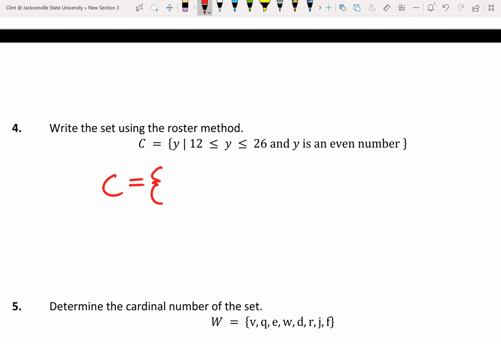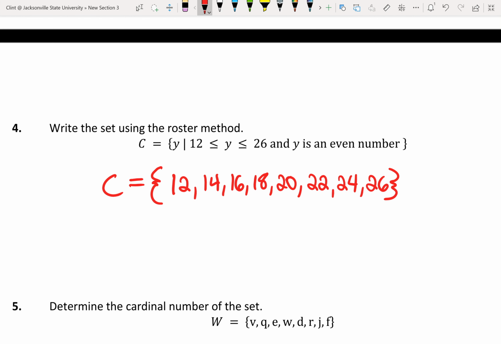And we want the y's such that y is between 12 and 26. And y is an even number. And it says or equal to on our inequality. So we're going to start with 12 because it's even. And then work our way up to 26. So the next even is 14, and 16, 18, 20, 22, 24, and the last one is 26, and then close our curly bracket there. Okay, so that is the roster method version of that set.